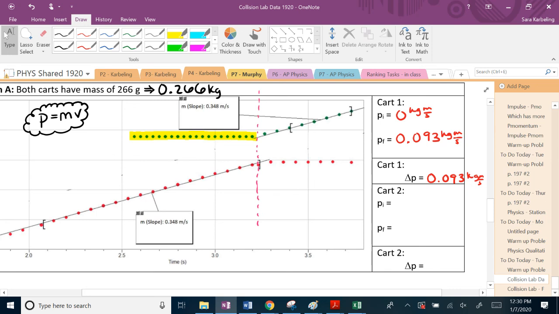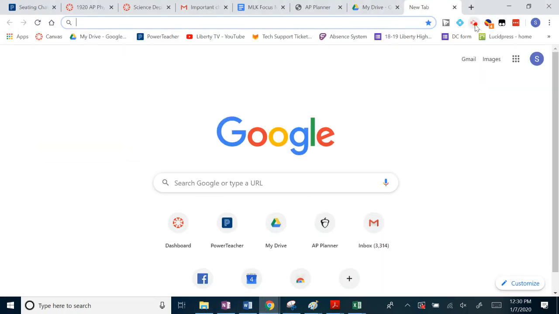Your goal by the end of the period, or if not, then by the time you get into class tomorrow, is to have finished those calculations and written down a conclusion based on what you found, okay? I'm gonna come around and help you out. Let me know if you need anything, but yes, in fact, you can do this. Every single one of you. Absolutely, you can do it.